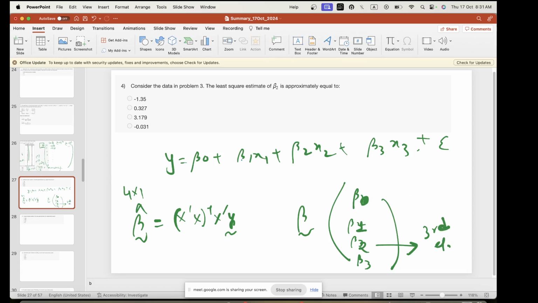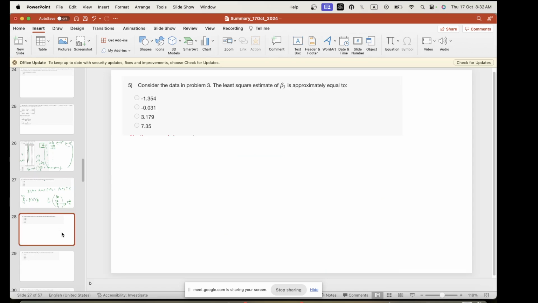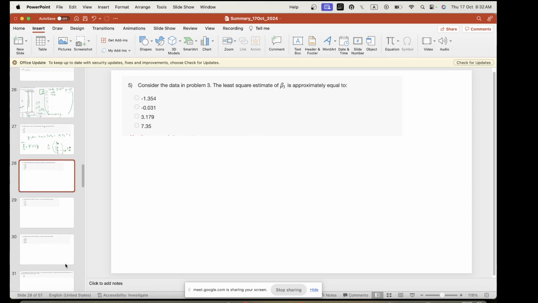Since we are writing it in this manner, x into beta, if we want the estimate of beta 2, we should look at the third element. In case the intercept term is not there, then we'll have a 3 cross 1 vector, and then we could have looked at the second element itself. Is it okay? Yes, ma'am. Okay. So this is again the least square estimate of beta 3. That would be the fourth element.